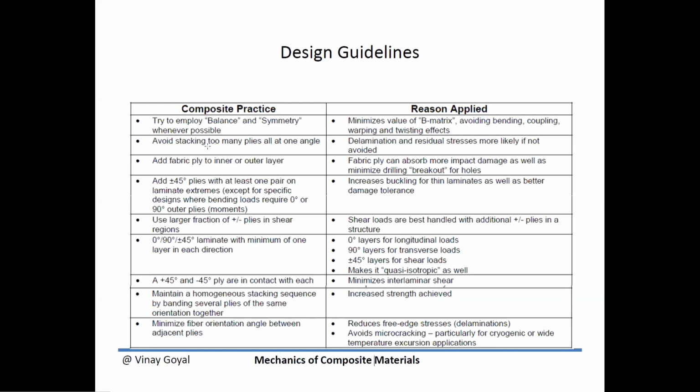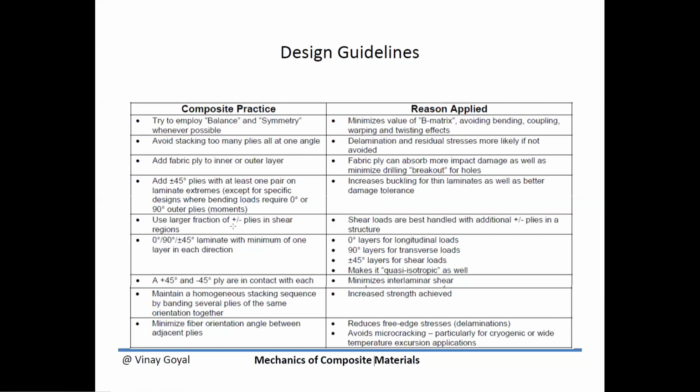Avoid stacking too many plies at all one angle. Why? Because delamination and residual stresses are more likely if not avoided. Add fabric plies to the inner and outer layer. Why? Because it can help you with impact damage. Add plus minus 45 with at least one pair in the laminate at extremes. Why? Because it increases the buckling for thin laminates and also provides you damage tolerance.